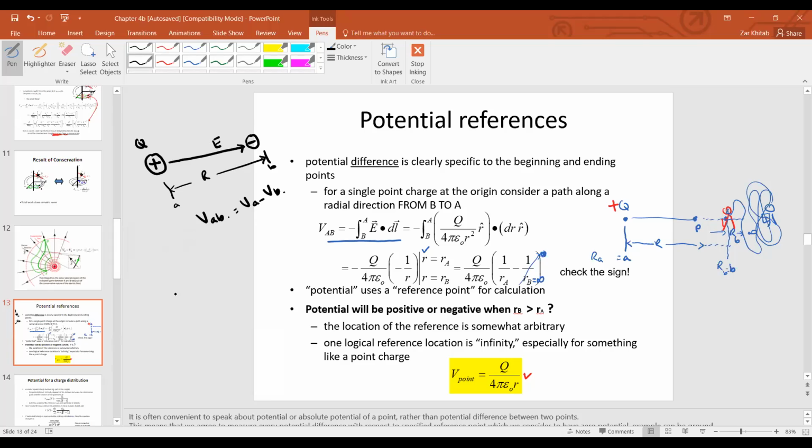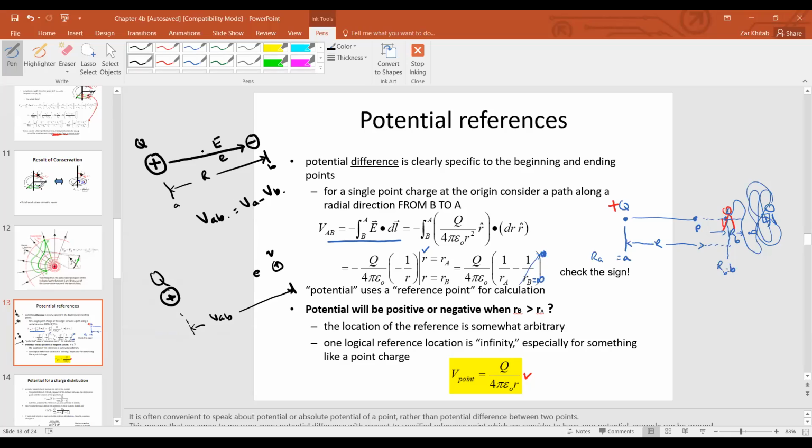For example, if you have a big positive charge and another small positive charge, and say you have an electron here in between, again you have a potential difference. Again, you have potential difference, of course, right?